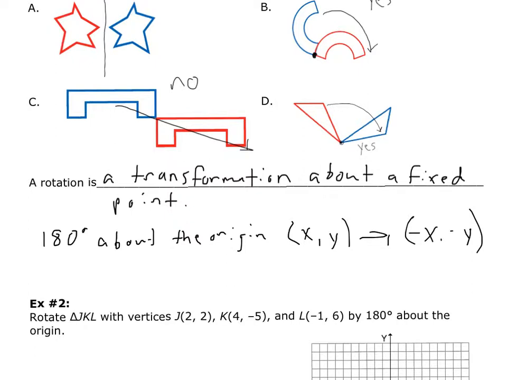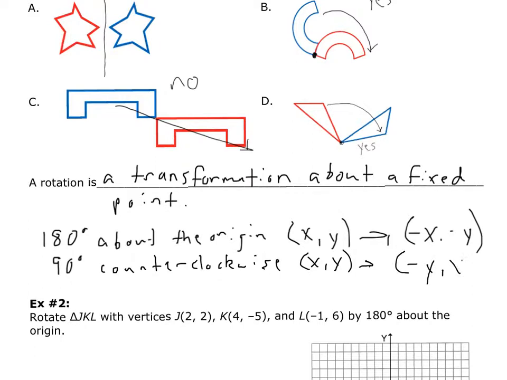Okay, the second type I need you to know is 90 degrees counterclockwise. Okay, so 90 degrees counterclockwise is of course going to give you an x, y coordinate. And then you're going to have to convert it to minus y, x. Okay, so that's going to be your counterclockwise.